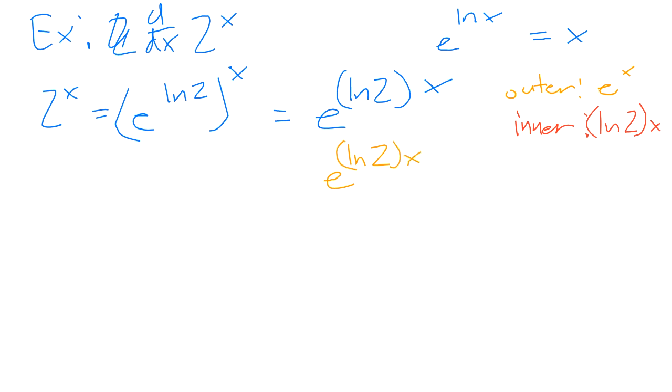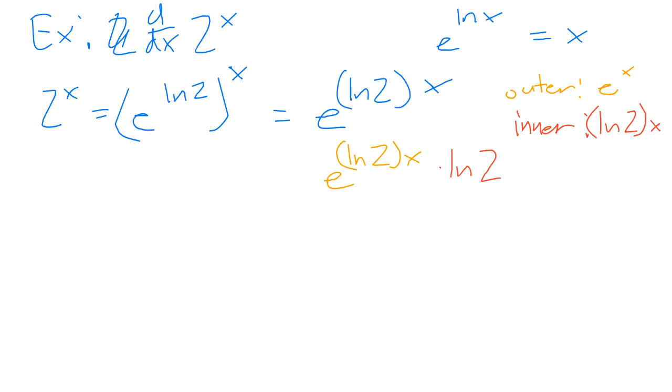And now we just have to multiply times the derivative of our inner function. Since our inner function is natural log of 2x, and natural log of 2 is just a number that's being spit out, we can just say that this is equal to e to the log of 2x times the natural log of 2.